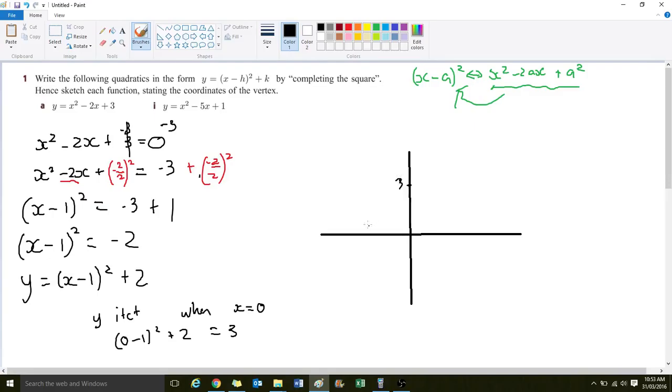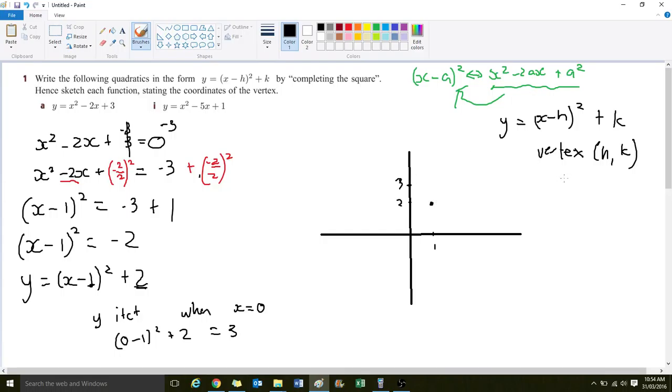So that's the first piece of information that we know. The second piece of information is the vertex. Now the vertex occurs, if we remember the general form, y equals x take h squared plus k, at the point h, comma k. Okay, so in this circumstance, that's going to be 1, comma 2. So when x is 1, y equals 2. So we have x is 1 and y is 2. This is the lowest point.